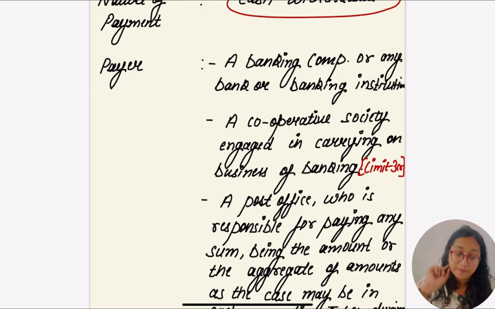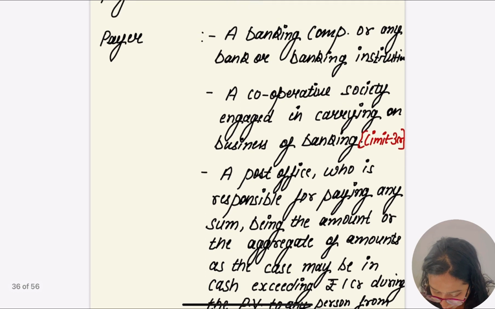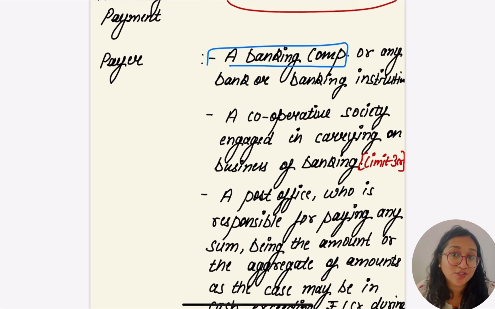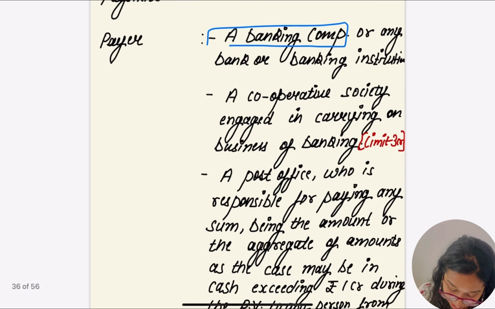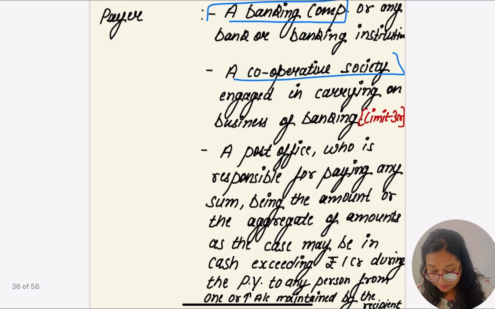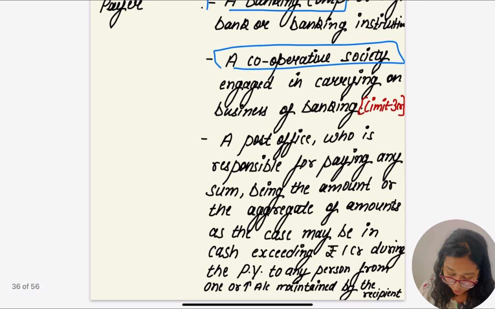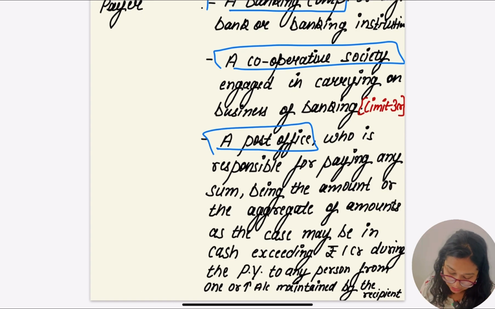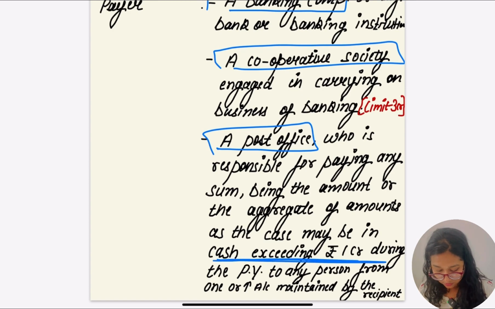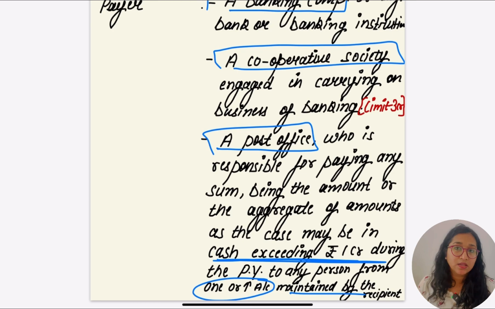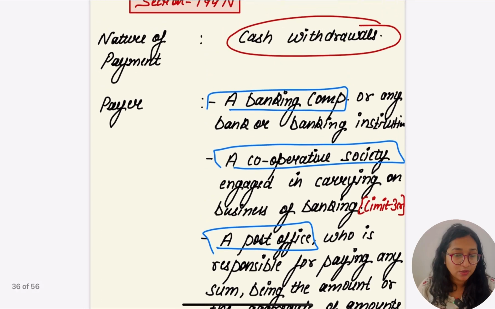Who is going to be the payer here? First, a banking company or a bank or banking institution. Second, a corporate society engaged in carrying on the business of banking. Third, a post office, which is responsible for paying a sum, being the amount or the aggregate of amounts as the case may be, in cash exceeding 1 crore during the previous year to any person from one or more accounts maintained by the recipient. So majorly there are three payers: a banking company, a corporate society, and a post office.